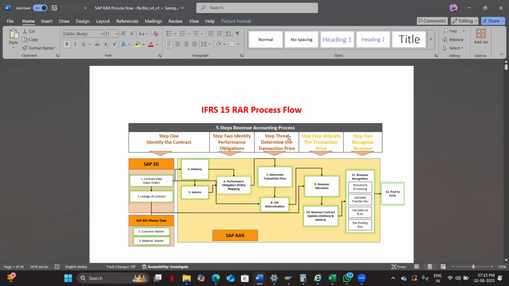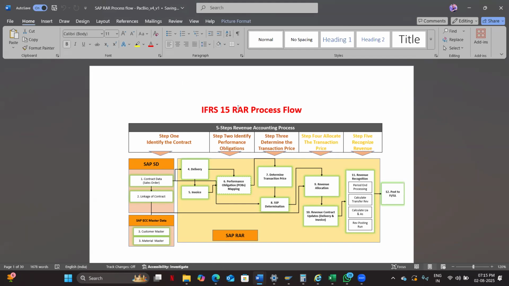So this is our IFRS 15 guideline. You know the IFRS 15 guideline, which is followed by all countries as the revenue recognition guideline. All of these countries follow this guideline.